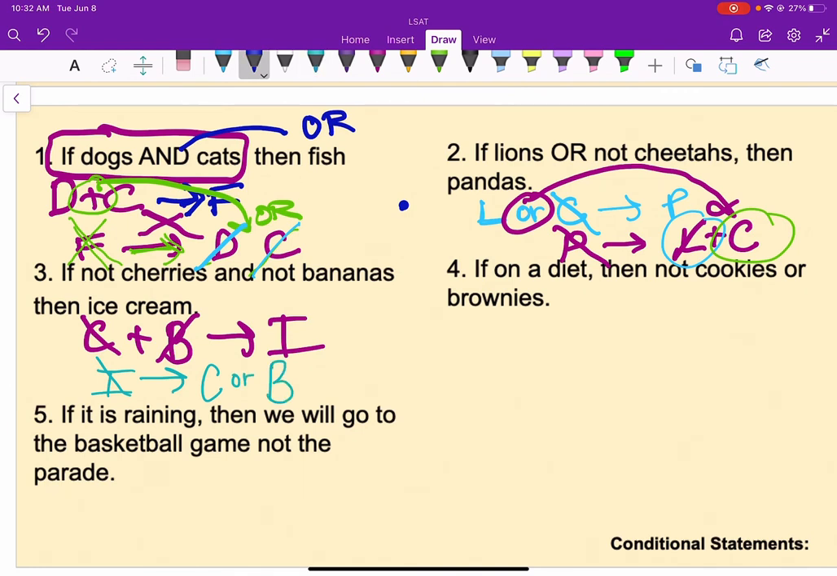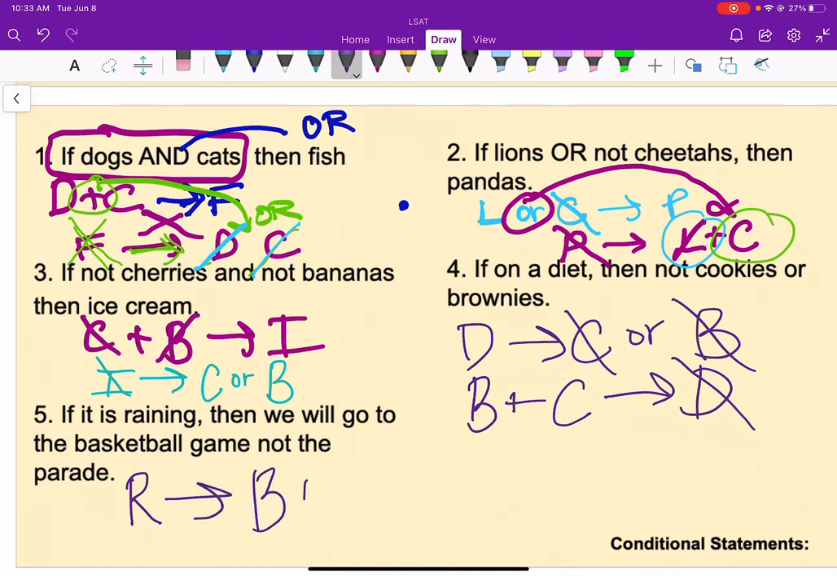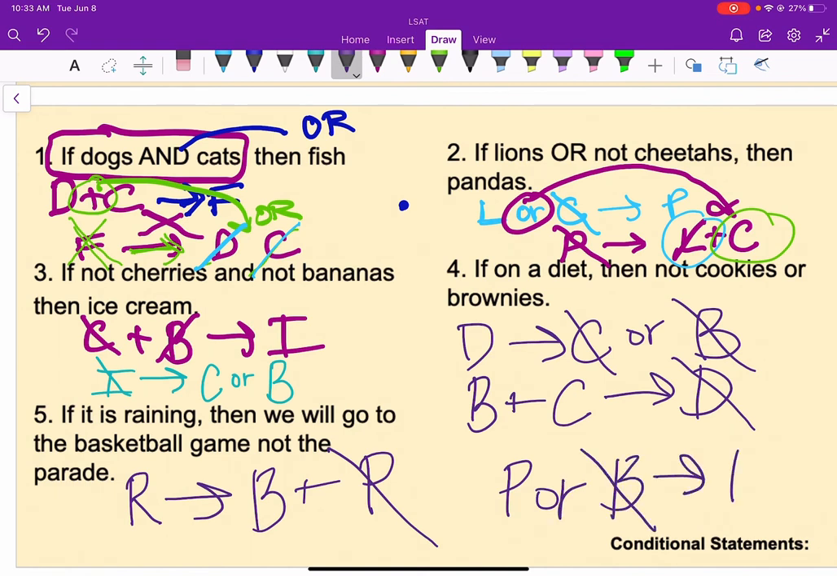Right? Number 4 says if on a diet, so if diet, then not cookies or not brownies. So then if I have brownies and I have cookies, then I am not on a diet. And then 5 says, if it is raining, then we will go to the basketball game and not go to the parade. So then our opposite would be if we go to the parade or we don't go to the basketball game, then it is not raining.